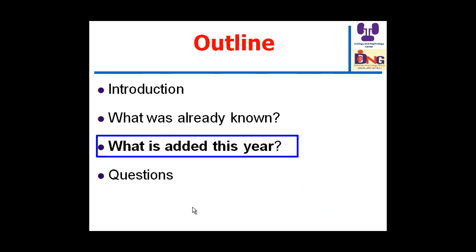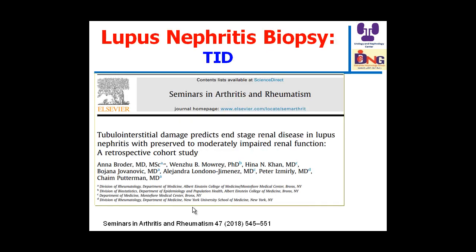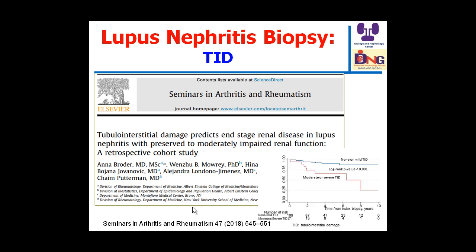What is added this year for all these criteria for lupus nephritis diagnosis is this article, which shows that tubular interstitial damage predicts end-stage disease in lupus nephritis, and it is very rational. Tubular interstitial damage doesn't mean proliferation or interstitial inflammation, it means interstitial fibrosis. So it is rational that if interstitial fibrosis is significant, the time to end-stage kidney disease will be short.